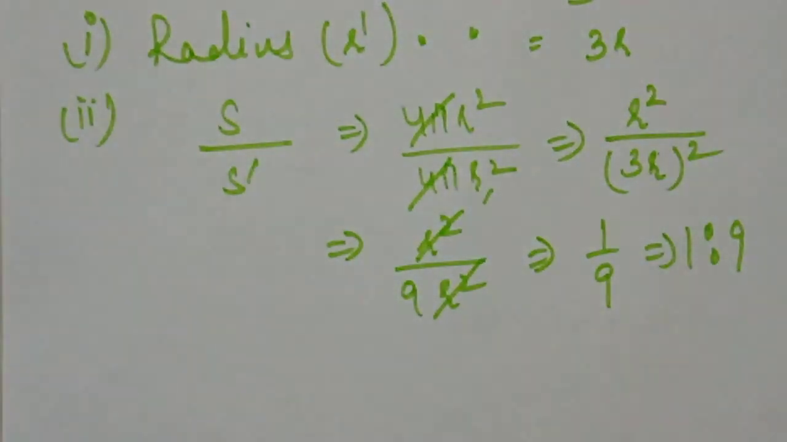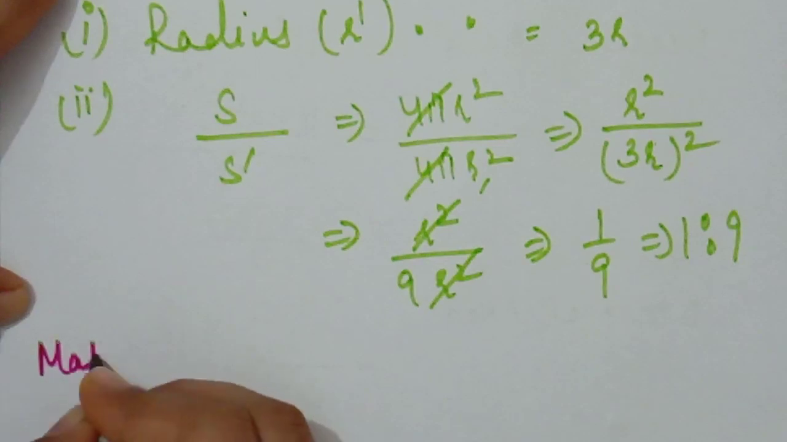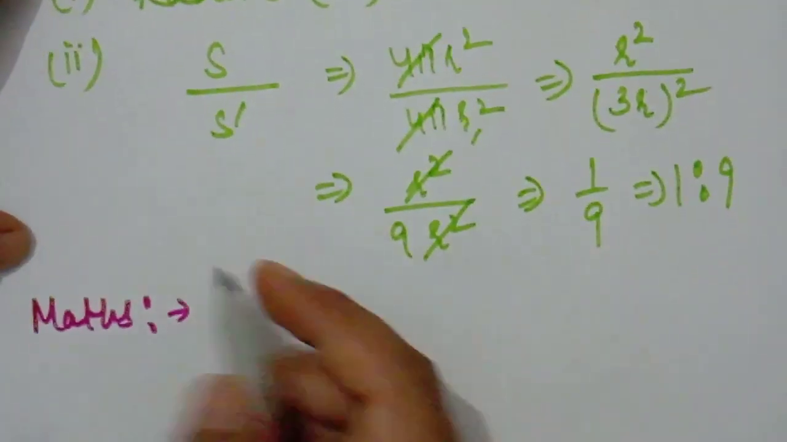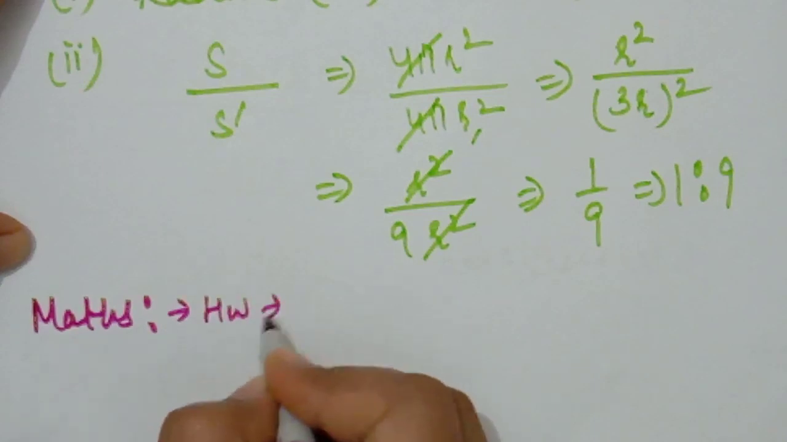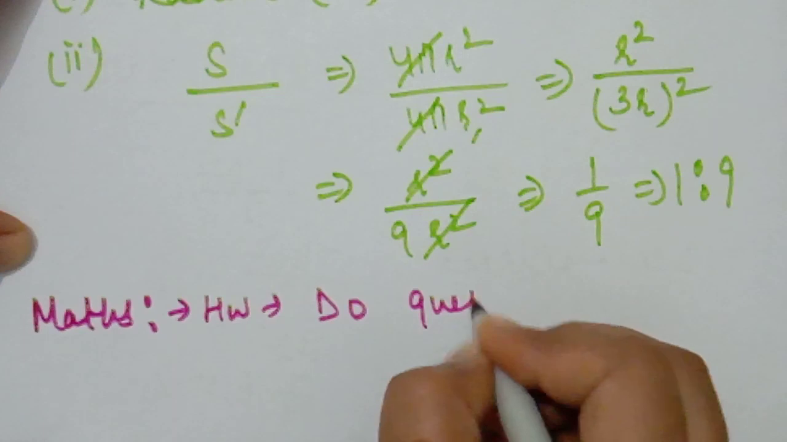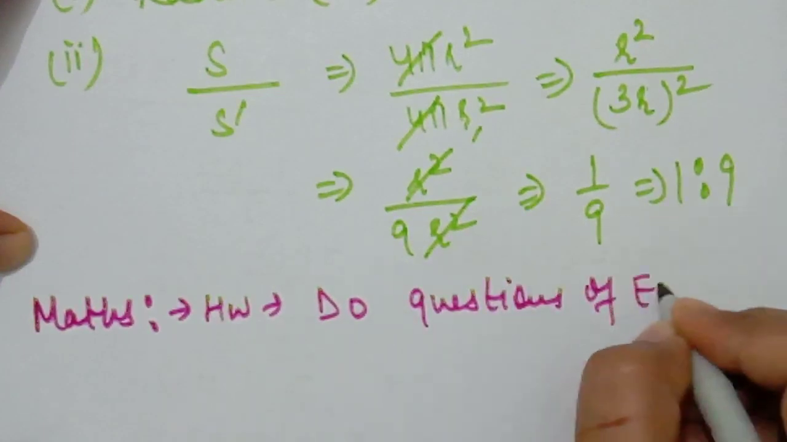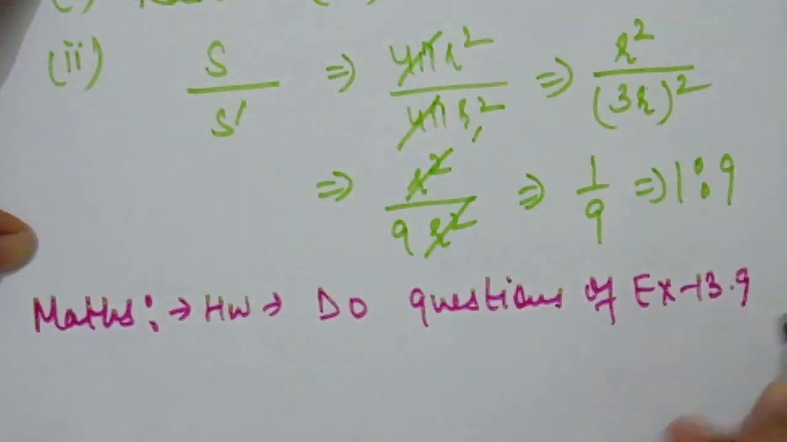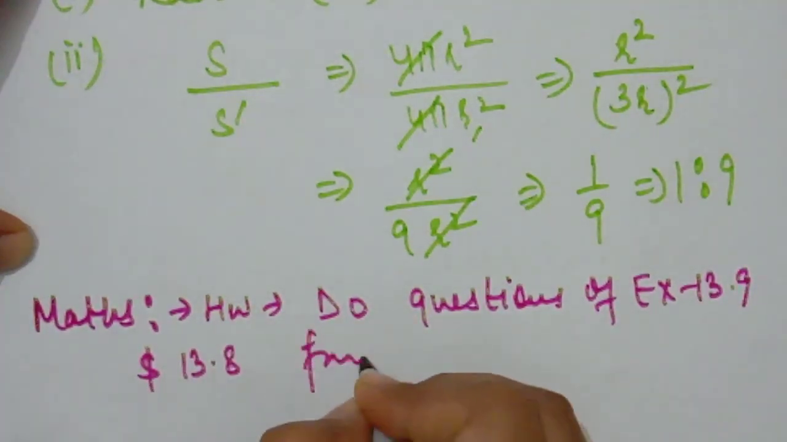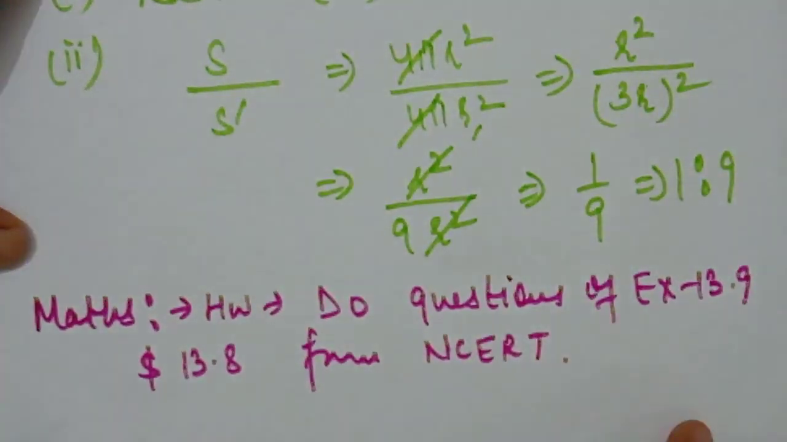Now students, your maths homework: you have to do the optional exercise, all 3 questions. Today's maths homework, you have to do questions of exercise 13.9 as well as the doubt questions of 13.8 from NCERT in your homework notebook.